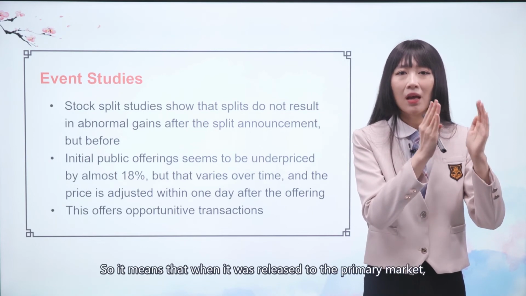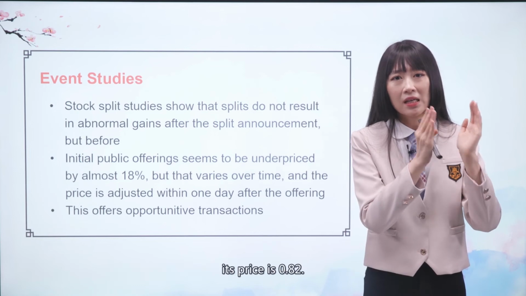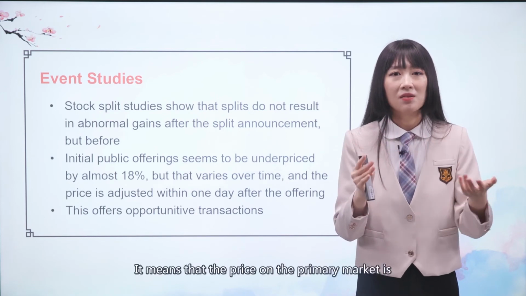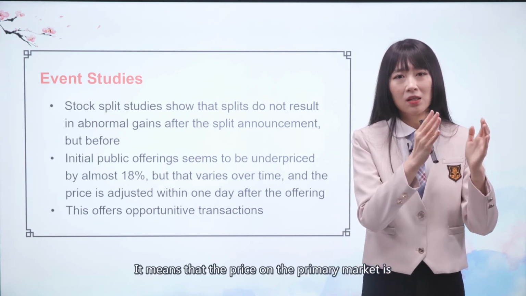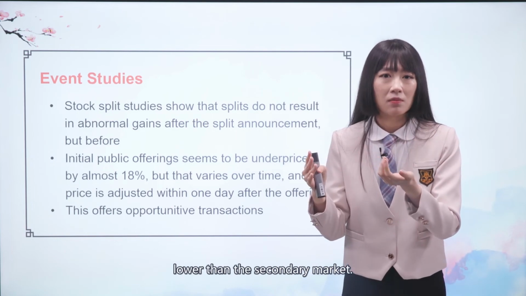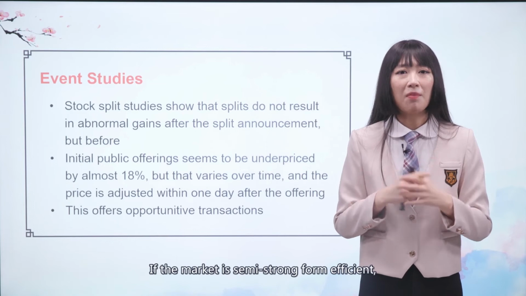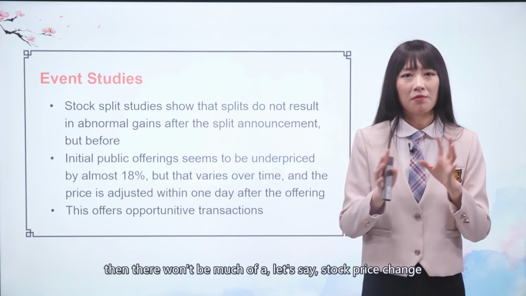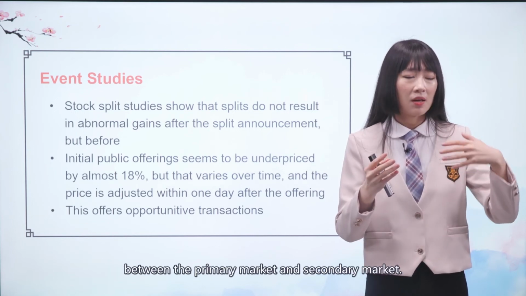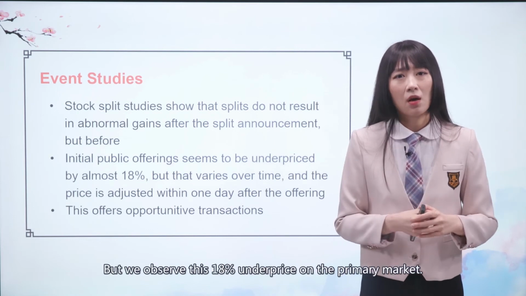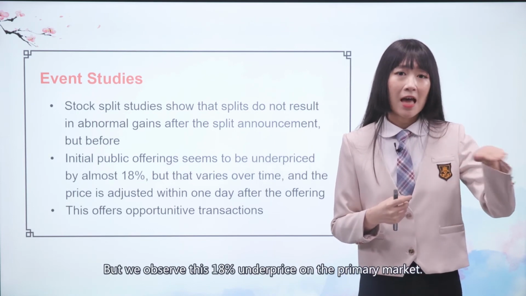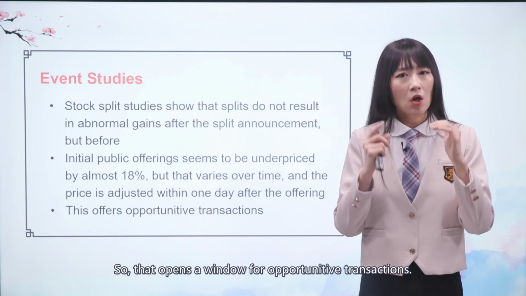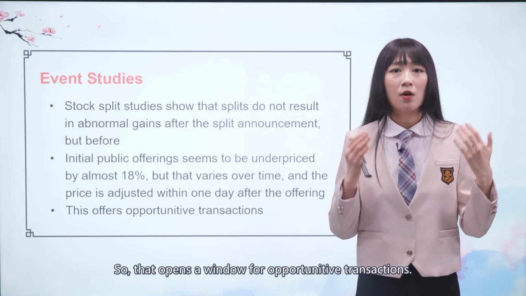So it means that when it was released to the primary market, its price is 0.82. So that's what underprice means. It means that the price on the primary market is lower than the secondary market. So if the market is semi-strong form efficient, then there won't be much of a stock price change between the primary market and secondary market. But we observe this 18% underprice on the primary market. So that opens a window for opportunistic transactions.